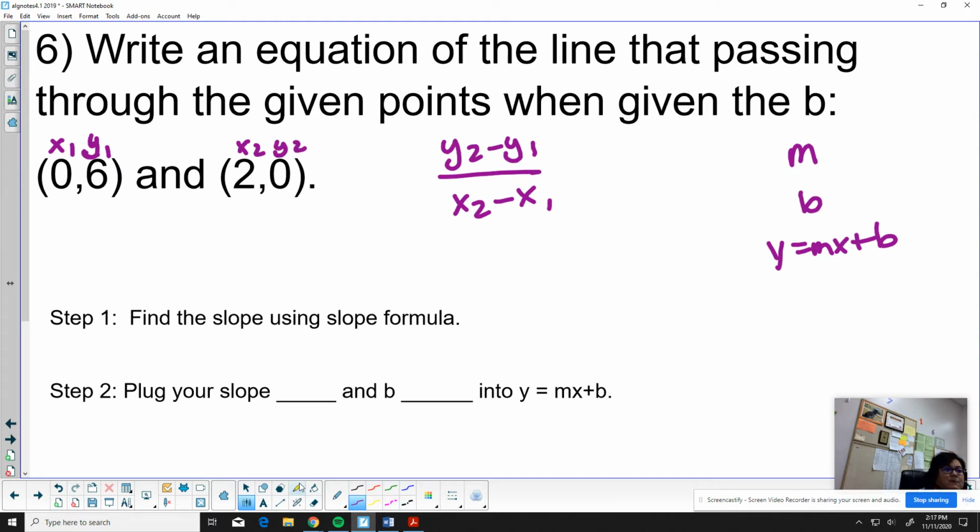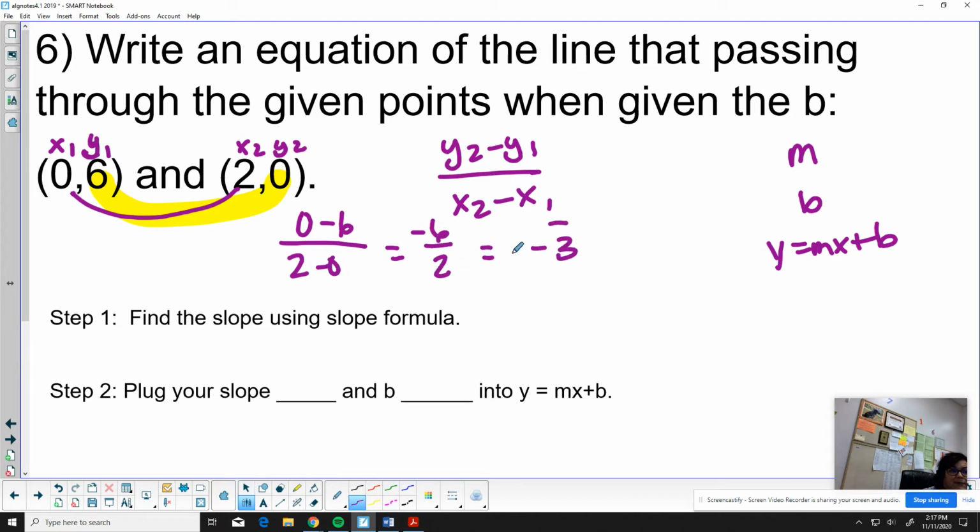So remember, I'm just subtracting the back point minus the front point. So 0 minus 6. The y's go in the numerator, or on top. 0 minus 6. The minus comes from the formula. And then 2 minus 0. So 0 minus 6 is negative 6, and 2 minus 0 is 2. And that simplifies to negative 3. So my slope is negative 3.